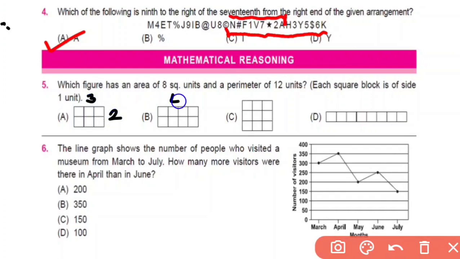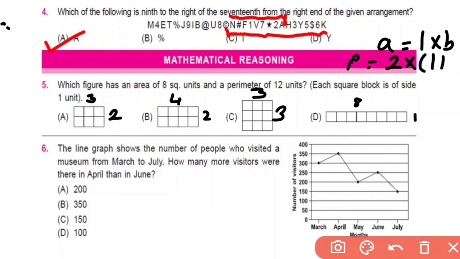In option B, length 4 units and breadth 2 units. In option C, 3 and 3, and option D, 8 and 1. Now what is area? Area is equal to length into breadth. And what is perimeter? Perimeter is equal to 2 into length plus breadth. Now we first check the area of all these options.